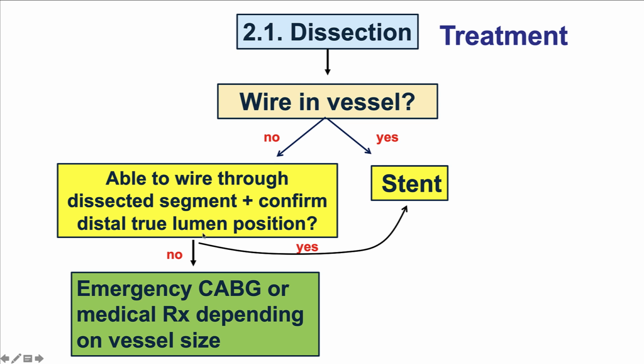But then if that fails, CTO PCI techniques may be able to be used to regain distal true lumen position. If not, then either emergency bypass is needed or medical therapy could be pursued in patients who have a dissection of very small coronary vessels.